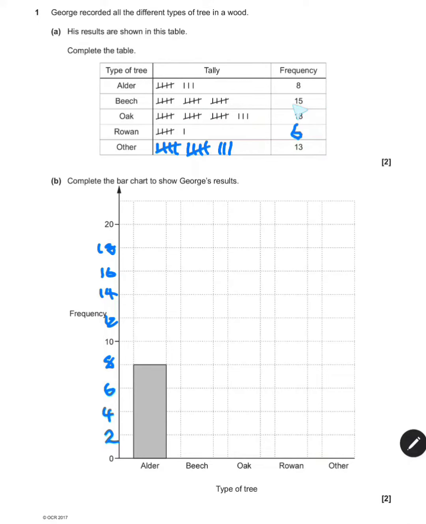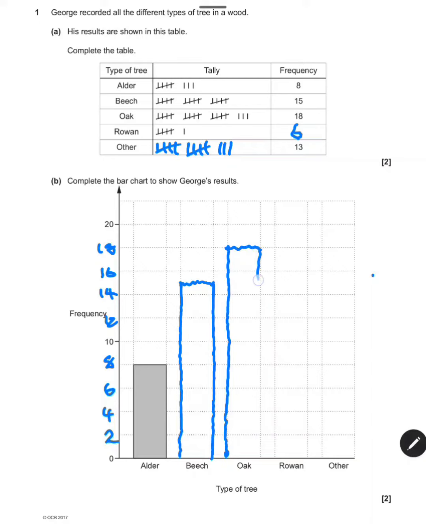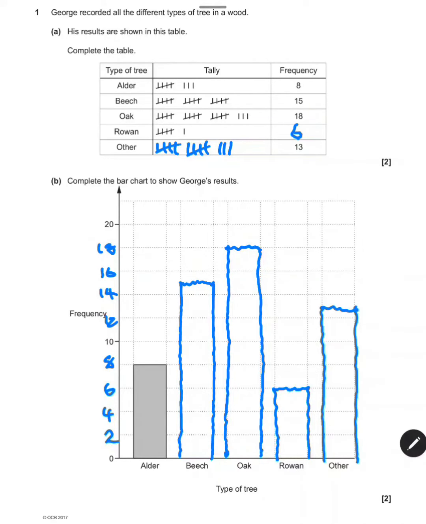So beech needs to come up to 15. Oak needs to come up to 18. We've got rowan coming up to 6. And other comes up to 13. Just so you know, you must have gaps between the bars and you must have equal width bars to get full marks on this question.